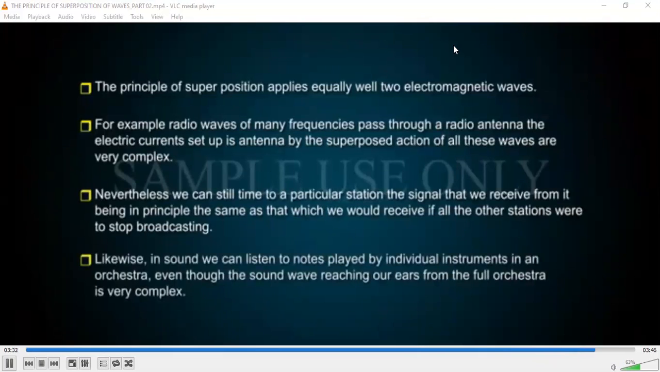Likewise, in sound, we can listen to notes played by individual instruments in an orchestra, even though the sound wave reaching our ears from the full orchestra is very complex. Please take notes now for this point.